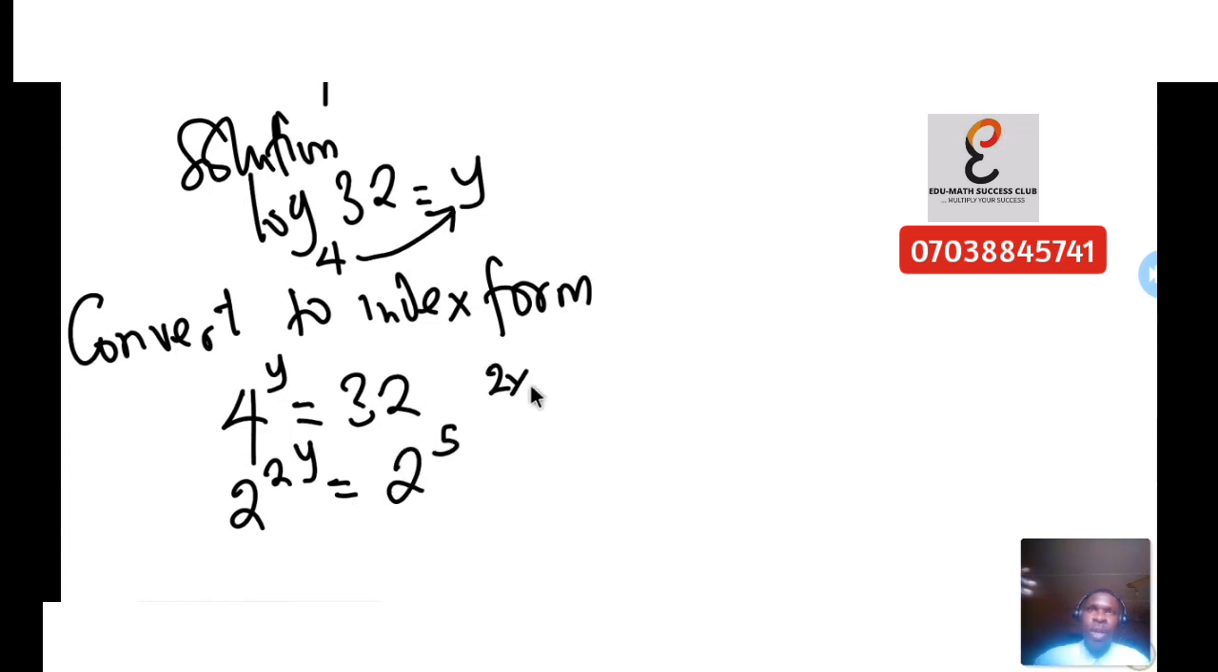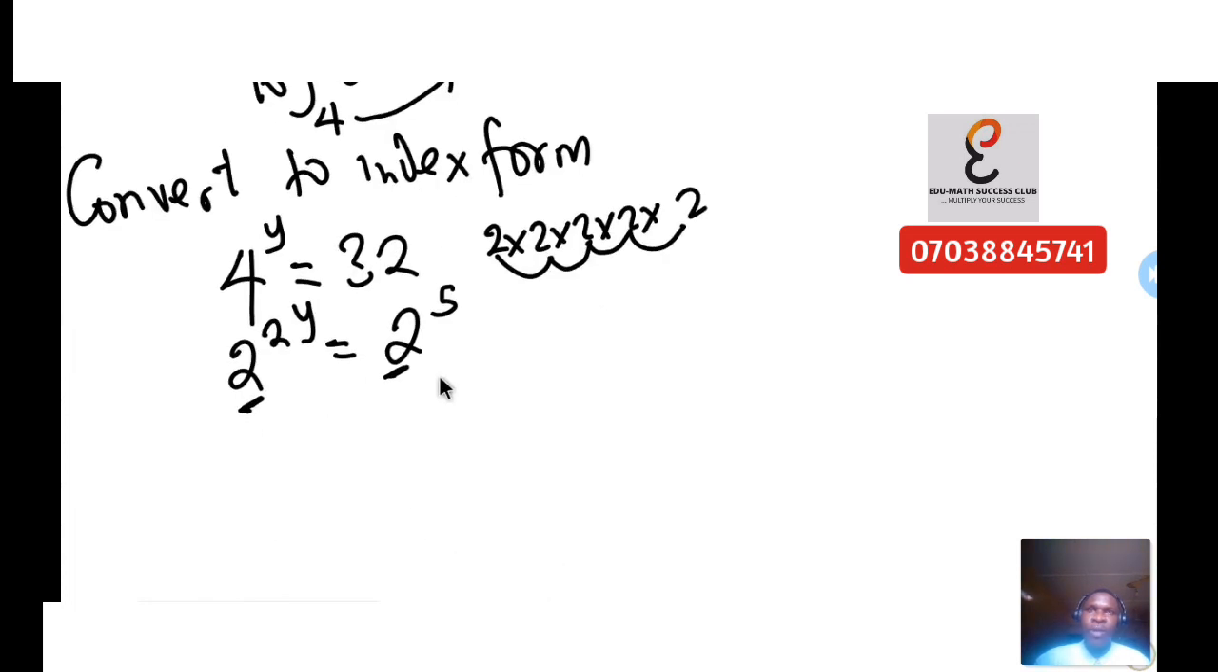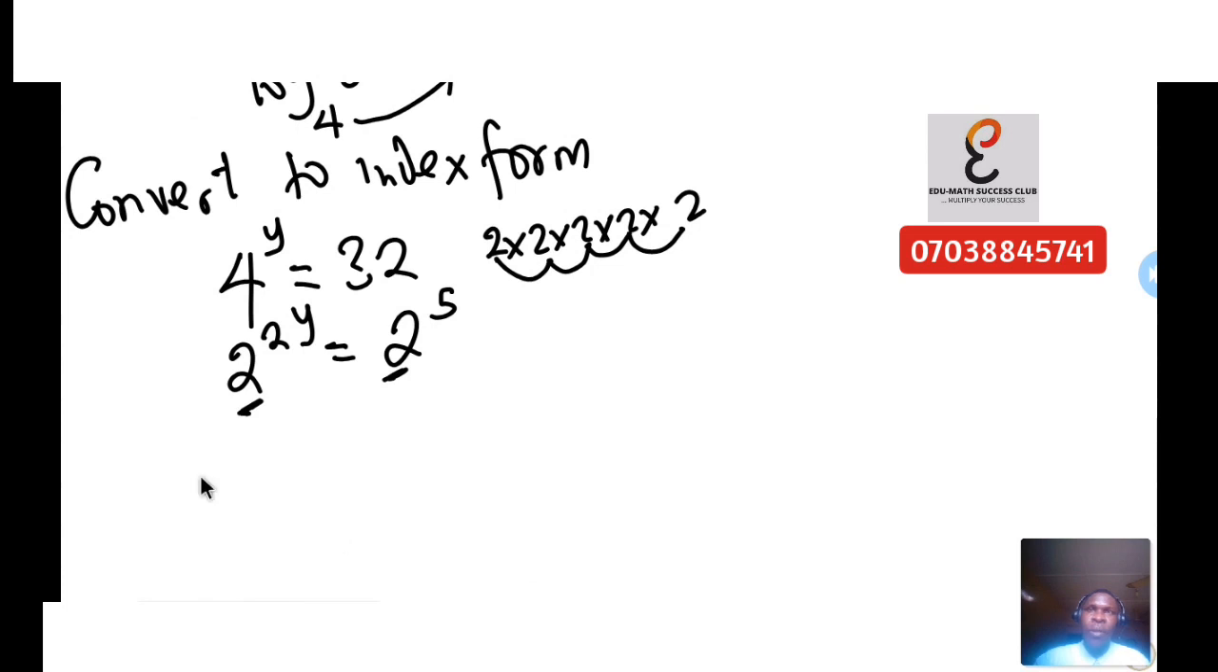That is 2 times 2 times 2 times 2 times 2. 2 times 2, 4. 4 times 2, 8. 8 times 2, 16. 16 times 2, 32. Okay, so 32 is 2 to the power 5. Now the bases are the same. You can see the bases, they are the same. So what will you do next? You just equate the powers.